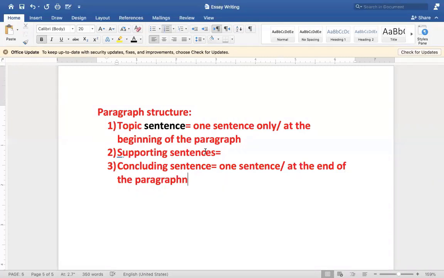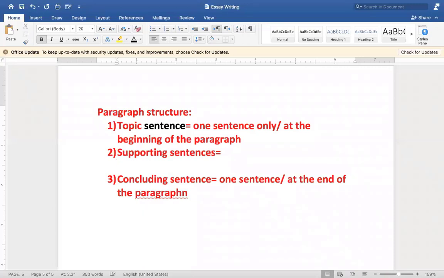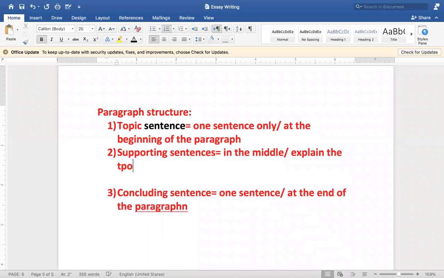And what comes in the middle? The supporting sentences. How many sentences are supporting sentences? Only one? No, many. More sentences. They explain my topic sentence. Supporting sentences, they come in the middle. What do they do? They explain the topic sentence. How do they explain them, guys?